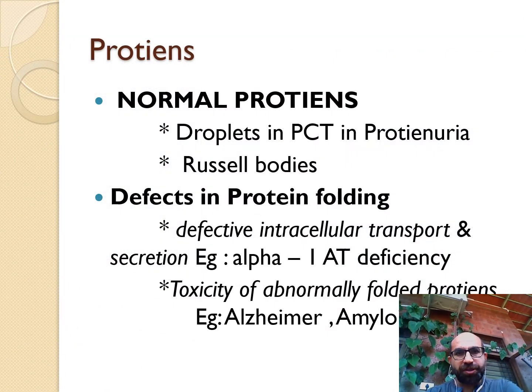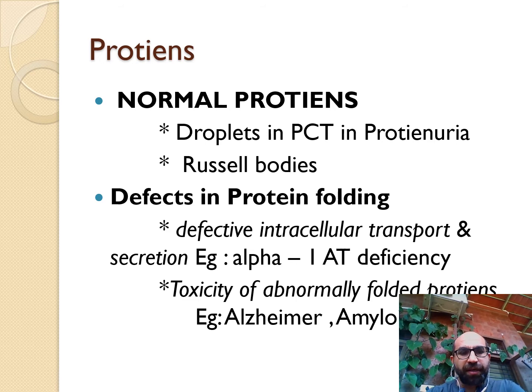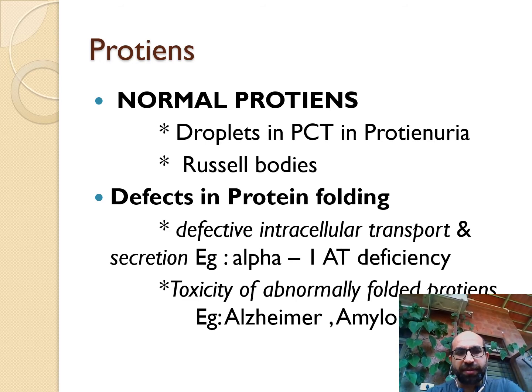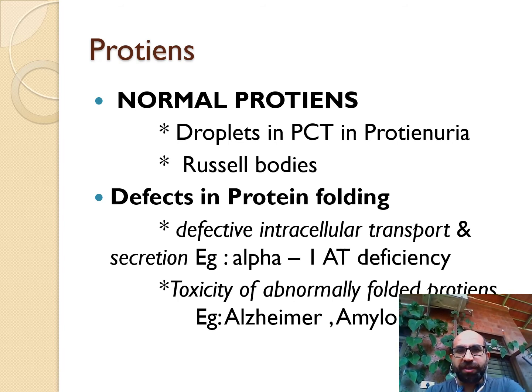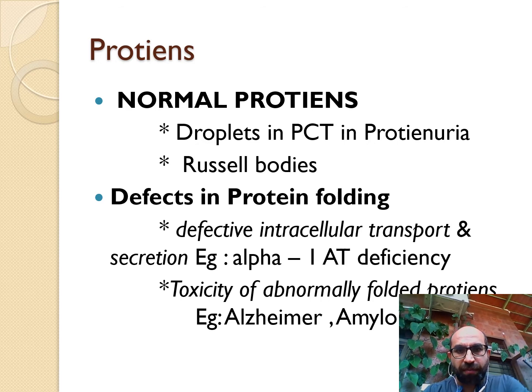Next, protein accumulation. Sometimes protein can accumulate in the cells, especially in the renal tubular cells, where there is a mild amount of protein. The protein can diffuse into the cells. Another example is normal protein accumulating in plasma cells, which are called Russell bodies.